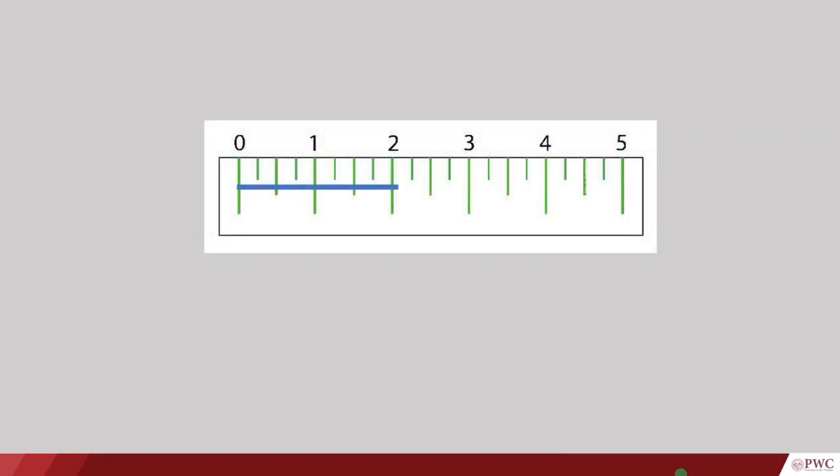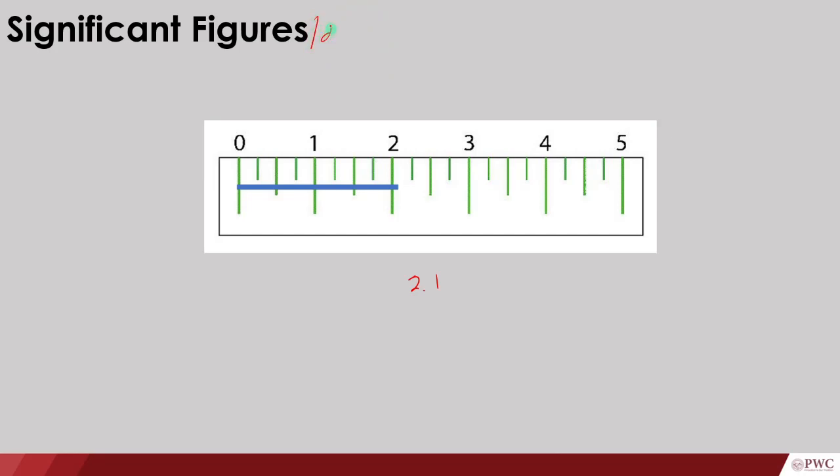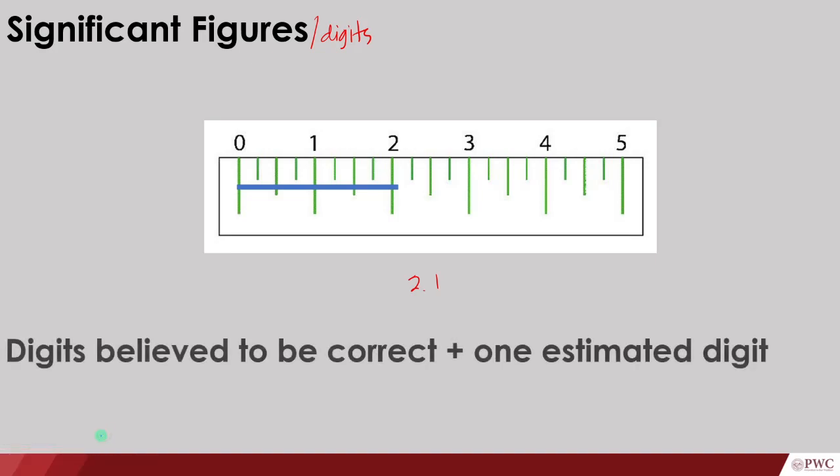Let us measure the length of this blue line over here using this ruler. So here we can say it's about 2.1. In this video, we will discuss significant figures or significant digits, but we commonly call this significant figures. Significant figures are the digits believed to be correct plus one estimated digit.